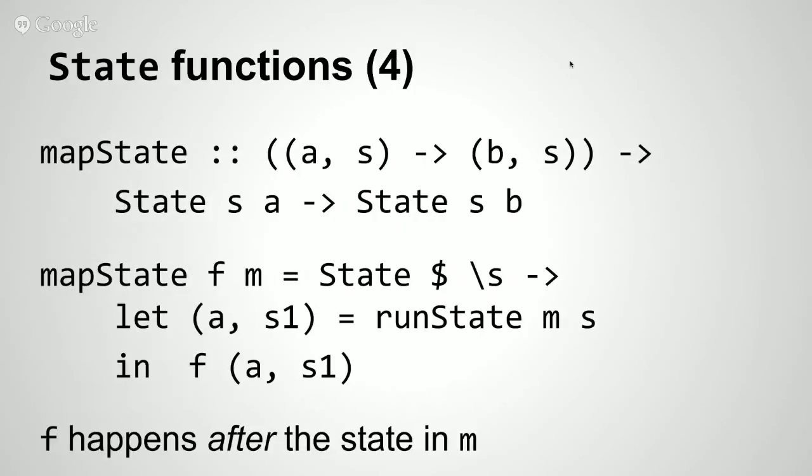Map state allows you to take a function that takes a value and a state, returns some other value, some b, and an updated state, and you can stick that in after. So it takes an f, which is a function on the a being computed and the state, and it sticks it in after the state now.